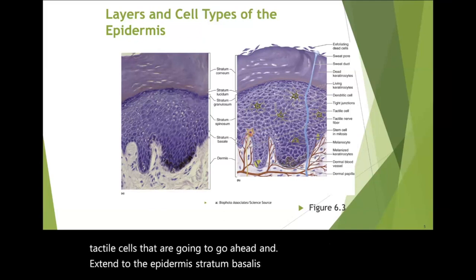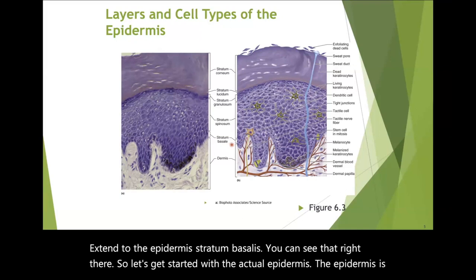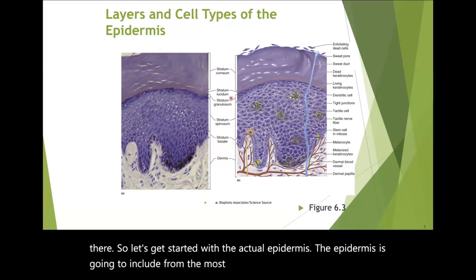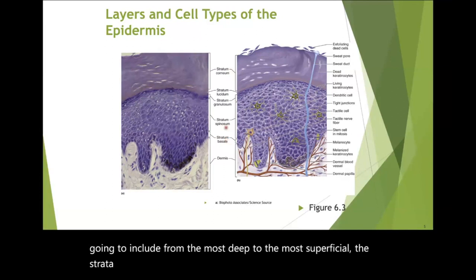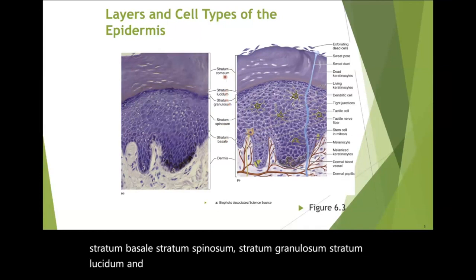So you can see that right there. So let's get started with the actual epidermis. The epidermis is going to include, from the most deep to the most superficial, the stratum basale, stratum spinosum, stratum granulosum, stratum lucidum, and stratum corneum.